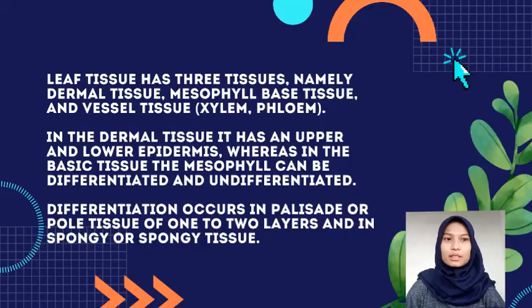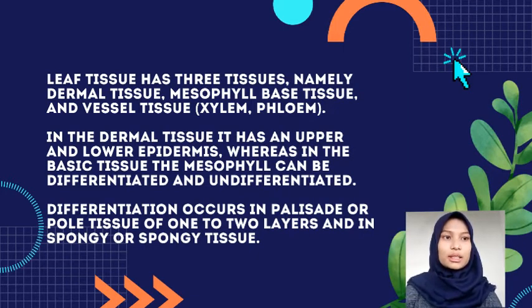Leaf anatomy. Tissues has three tissues, namely dermal tissues, mesophyll-based tissues, and vessel tissues, xylem and phloem. In the dermal tissues, it has an upper and lower epidermis, whereas in the basic tissues, the mesophyll can be differentiated and undifferentiated. Differentiation occurs in palisade or pole tissues of 1 to 2 layers and in spongy tissues.